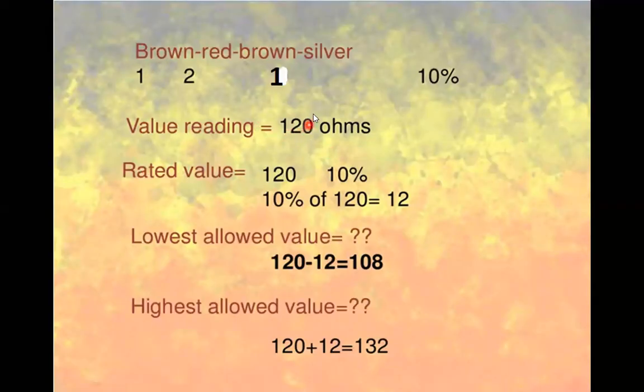1, 2 into 10 to the power of 1 is 10. So 12 into 10 is 120. So this can be called 120 ohms. Because there is a silver tolerance, it is plus or minus 10%. So the rated value is 120 ohm.